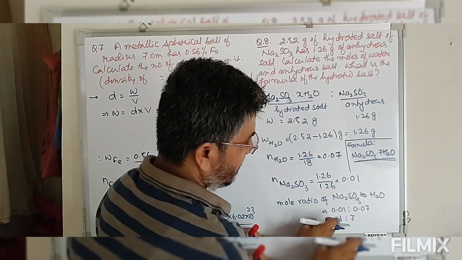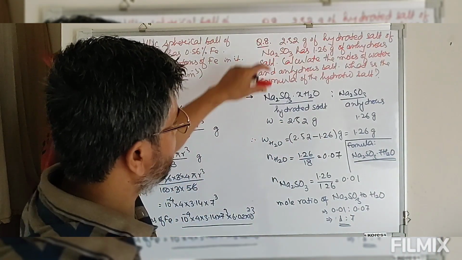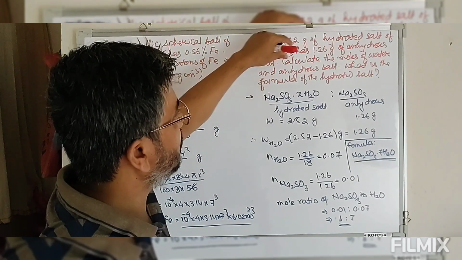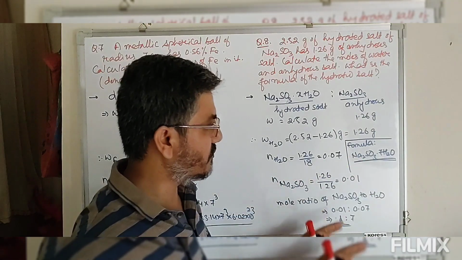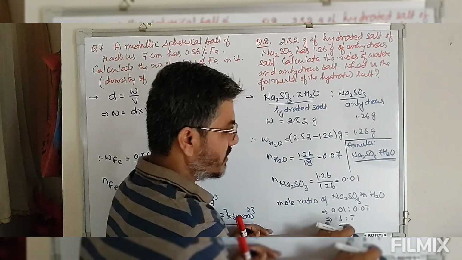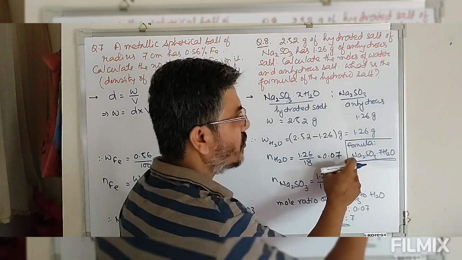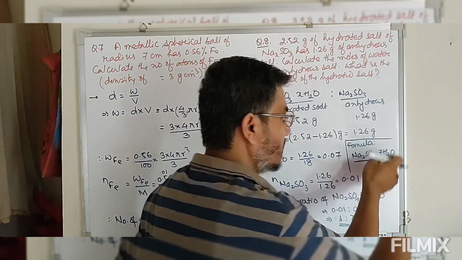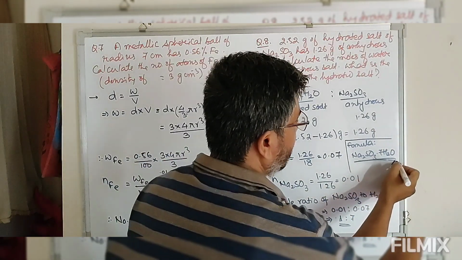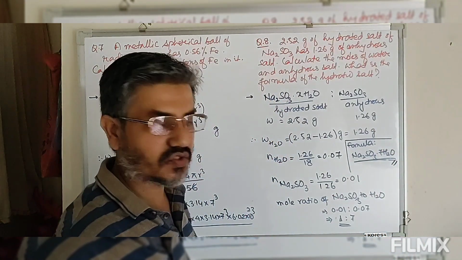So 1:7 ratio. This is how we define the number of moles of water and hydrated salt and the formula of the salt. So the formula is coming from this mole ratio. Once we have this 1:7 ratio, for every 1 mole of sodium sulfite we have 7 moles of water. So this is the formula of the hydrated salt.